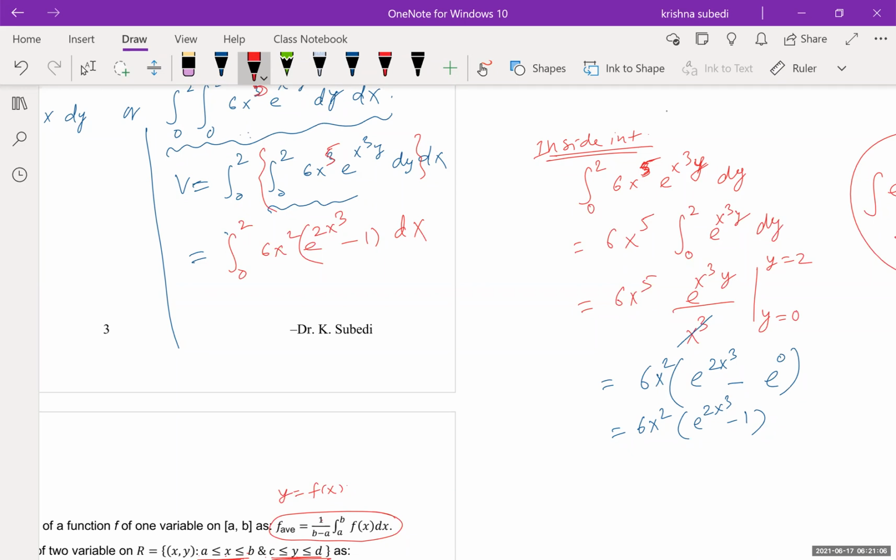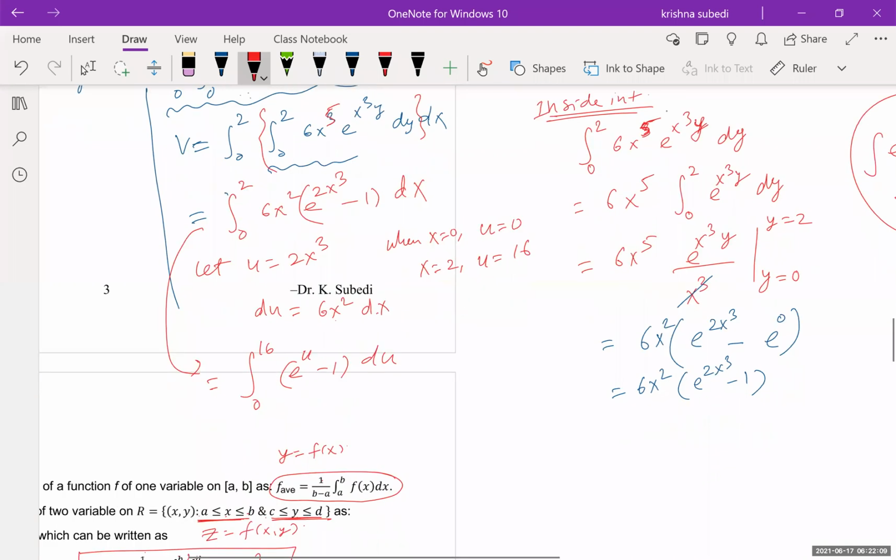Now this becomes a single variable integral problem. So what do you want to consider here? Well, let us suppose that u equals 2x cubed, then your du will be 6x squared dx, and we need to change the limits. When x equals 0, u equals 0. When x equals 2, u equals 16. So this integral will change into 0 to 16 of e raised to the power u minus 1 du. All right, that's what we get.